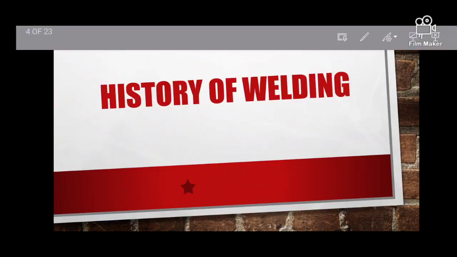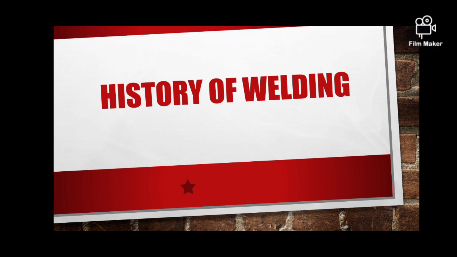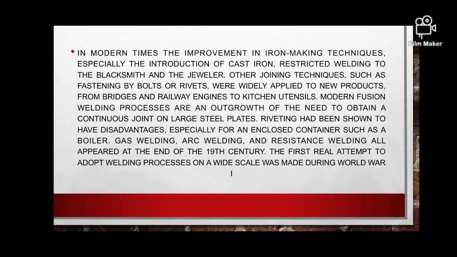Our next topic is the history of welding. In modern times, the improvement in iron making techniques, especially the introduction of cast iron, restricted welding to the blacksmith and the jeweler. Other joining techniques such as fastening with bolts or rivets were widely applied to the new products, from bridges and railway engines to kitchen utensils.